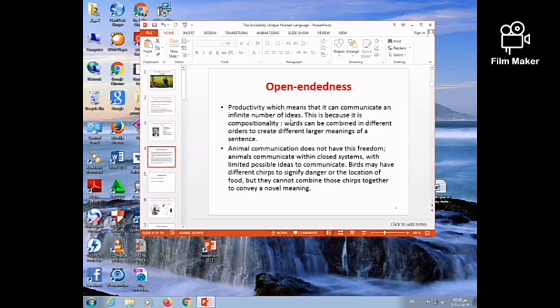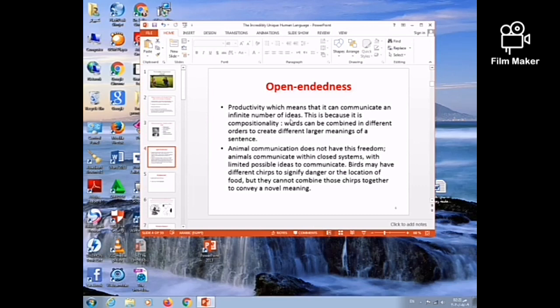Through using a limited number of rules, we can create an endless or an infinite number of sentences and utterances. Most of them are new. Most of them are novel. This feature of human language makes it really different from other non-human languages. If you look at animal communication, for example, animals do not have this freedom. They communicate within a closed system with limited possible ideas to communicate.